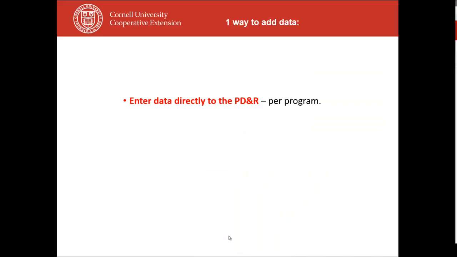There's really only one way to add data to the outcome indicator section, and that is directly in the program development and reporting tool. So in a couple of the other tutorials, we talked about imports, we talked about migrating data over from different systems, but in this case, for every program that you have within your association, you need to go into the program development and reporting tool and add the impact indicators or the outcome indicators. Okay, so let's take a look.